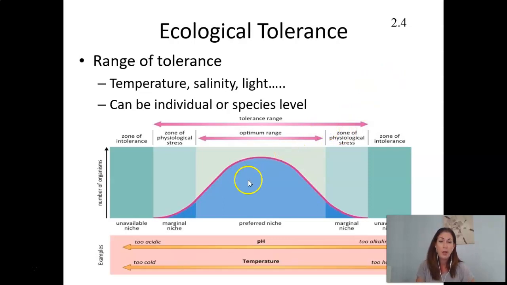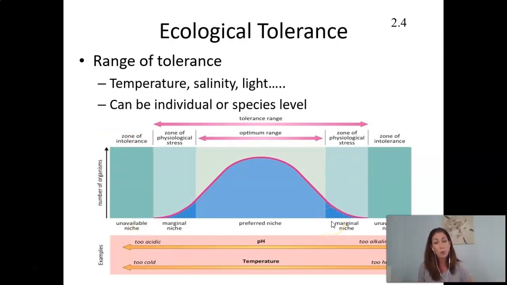So a critter will have an optimum range. So here in this example, we might be looking at pH or we might be looking at temperature. And at the height of this curve, that's their optimum range. So this is going to be the number of organisms. You're going to have the highest number of organisms of that species that can live at that range of tolerance. And as you get outside of that optimum range, you might still find some, but they're going to be stressed out. And then once you get past that, you're going to have intolerance where you won't find any.